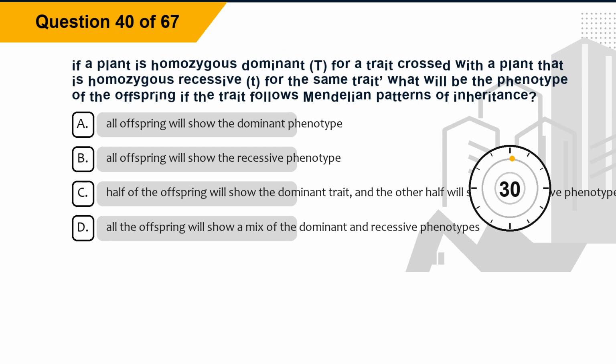Question 40. If a plant is homozygous dominant, T, for a trait crossed with a plant that is homozygous recessive, t, for the same trait, what will be the phenotype of the offspring if the trait follows Mendelian patterns of inheritance? Option A, all offspring will show the dominant phenotype. Option B, all offspring will show the recessive phenotype. Option C, half of the offspring will show the dominant trait, and the other half will show the recessive phenotype. Option D, all the offspring will show a mix of the dominant and recessive phenotypes.